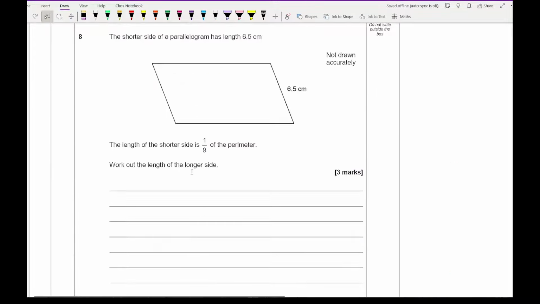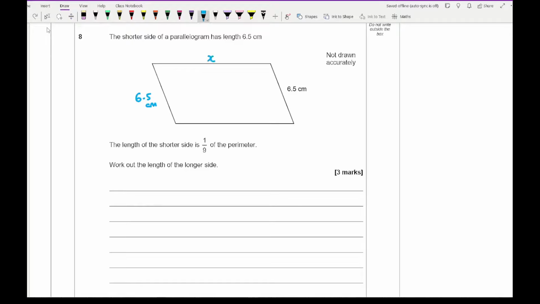Moving on to question 8, it says the short side of a parallelogram has a length of 6.5 centimeters. The length of the short side is 1/9 of the perimeter. Work out the length of the longer side. So as this is a parallelogram, this side here is going to be 6.5, and I need to work out what the long length is.